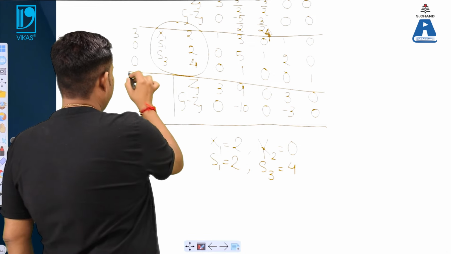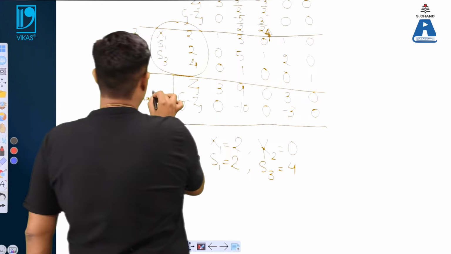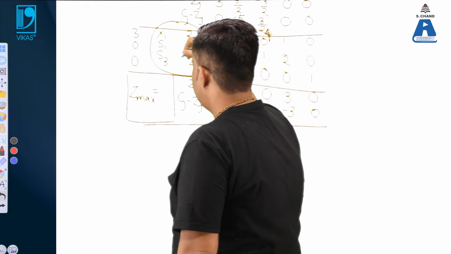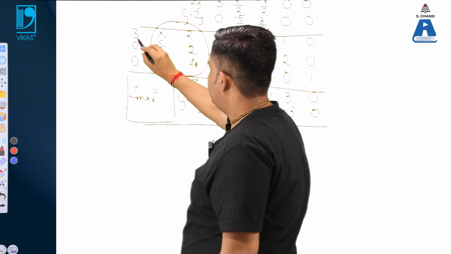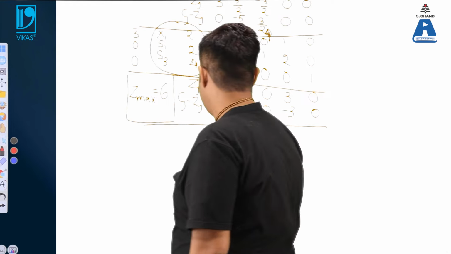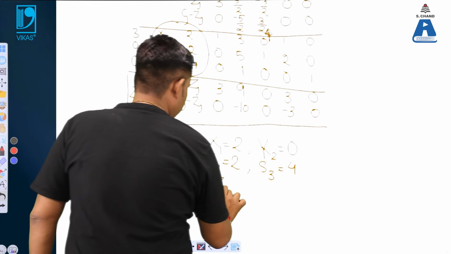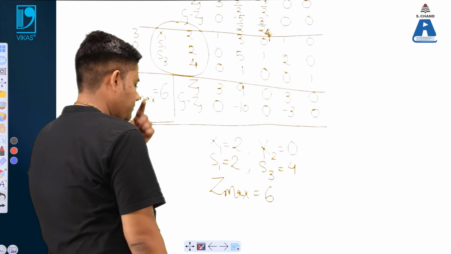But when I want to find out the objective function, which is Z max, that objective function would be the sum product of these two columns, the sum product of this CB values and the solution value. So 3 into 2 is 6 plus 0 plus 0. So Z max would be 6. So here I need to mention that the value of Z max is equal to 6.